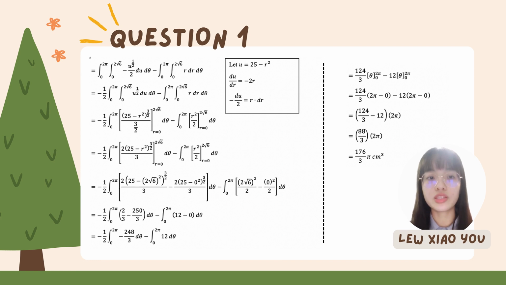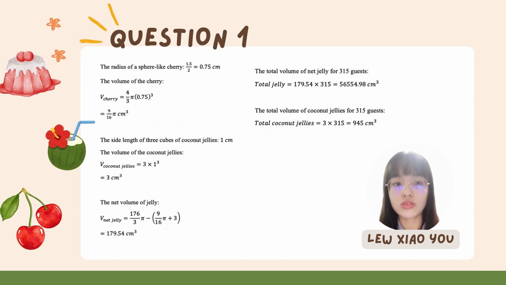During the process of integration, we have used the substitution method to solve. Then we get the volume of the jelly, which is equal to 176/3 pi cm cubed. After that, we also calculate the volume of the cherry and coconut jellies by using the formula of a sphere and a cube, which are 9/16 pi cm cubed and 3 cm cubed respectively.